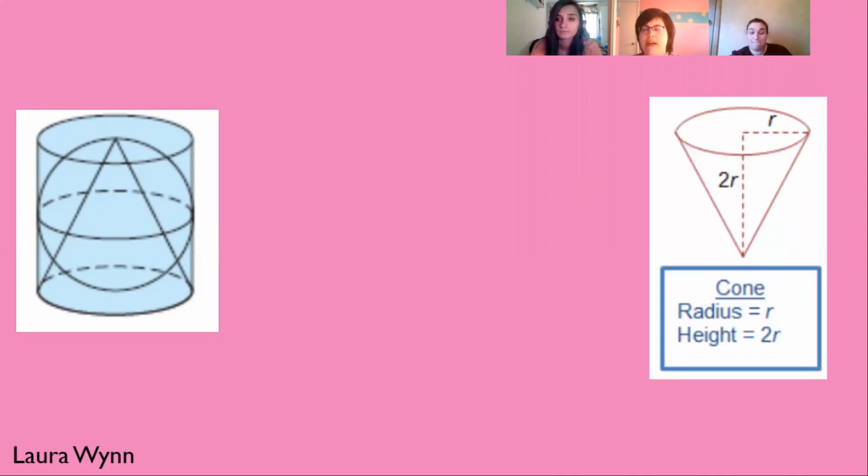Laura, I have a quick question. Mm-hmm. So how do you know what formula you're going to use for the base? Okay, well, if you look at our cone, Crystal, you see that the base of our cone is actually a circular shape. You're going to use the area of a circle to find that formula.